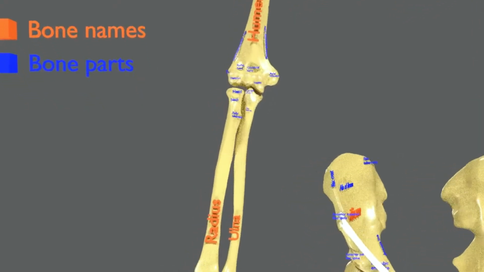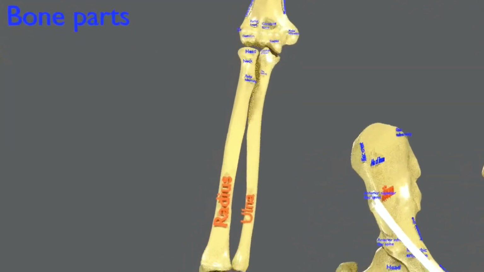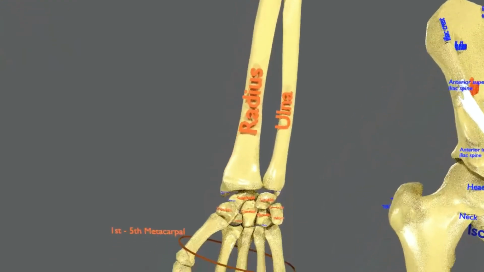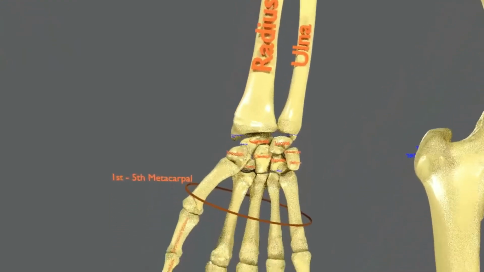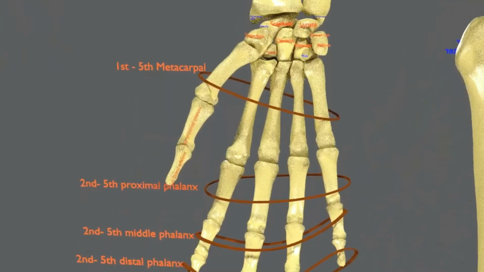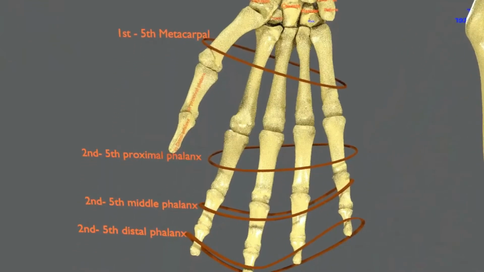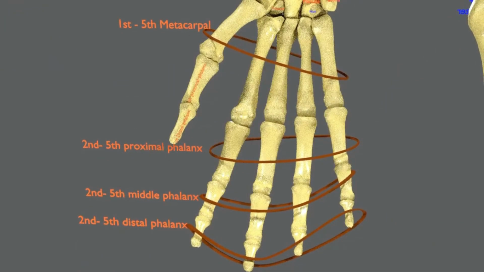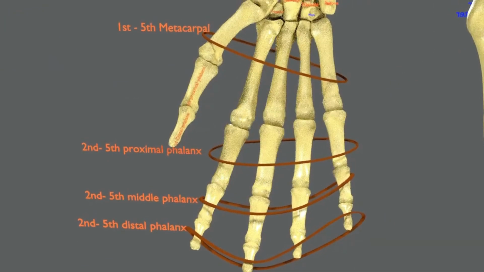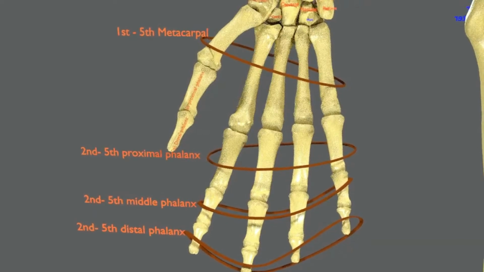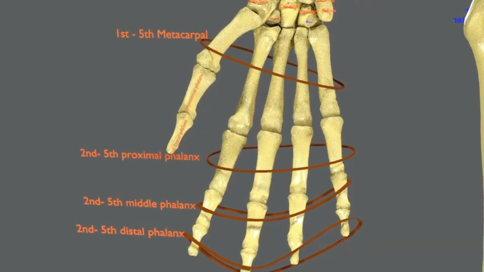Starting with bones of the right hand, distally to proximally, you see the phalangeal bones. Except for the thumb, each finger has three bones called the distal, middle and proximal phalanges, distally to proximally respectively. The thumb has two phalangeal bones, that is distal and proximal.